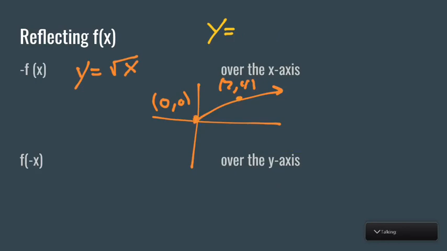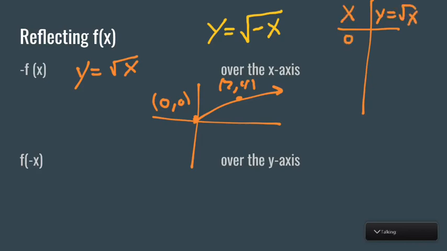Now let's look at what if we negated the x. So y equals the square root of negative x. Well, let's take the orange graph first. If I make a table, x and then y equals the square root of x: if I plug in 0, the square root of 0 is 0. If I plug in 1, the square root of 1 is 1. If I plug in 4, the square root of 4 is 2.